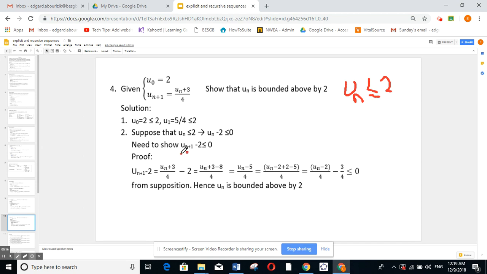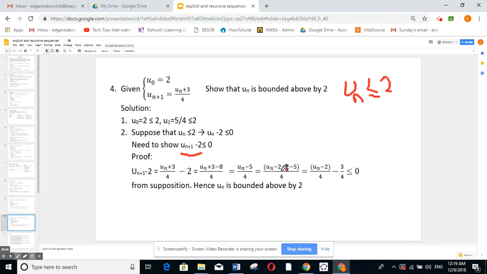So I start by the supposition. I use my given. What's un plus 1? It's un plus 3 over 4 minus 2. Okay? I do same denominator, 4 times minus 2 is minus 8. I have un minus 5 over 4. But in the supposition, what do I have? un minus 2. So I add minus 2, not to change anything. I put minus 2 and then plus 2, not to change anything. And I have the minus 5.